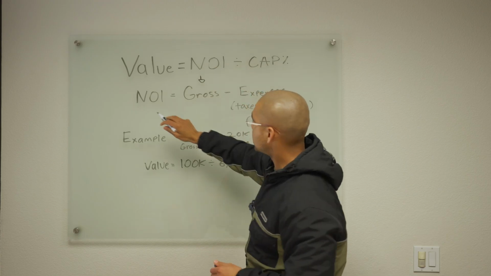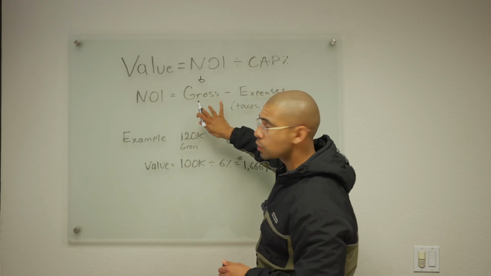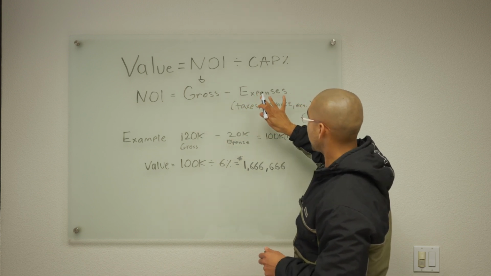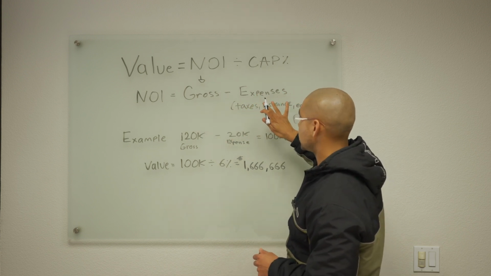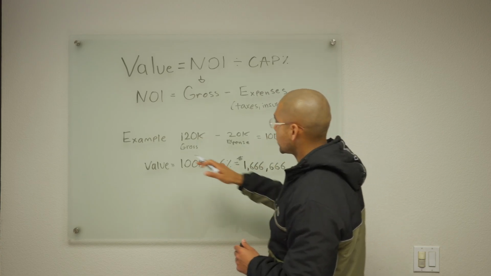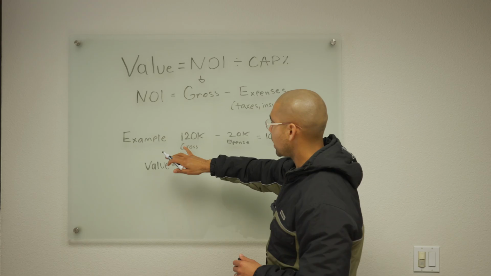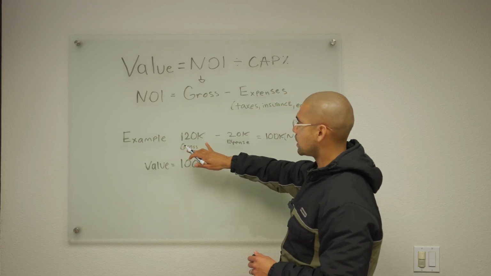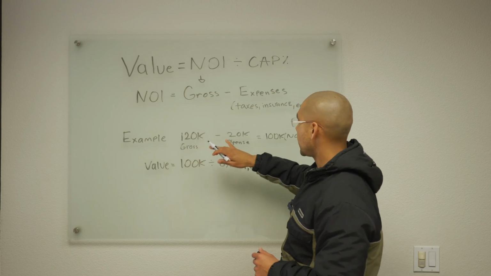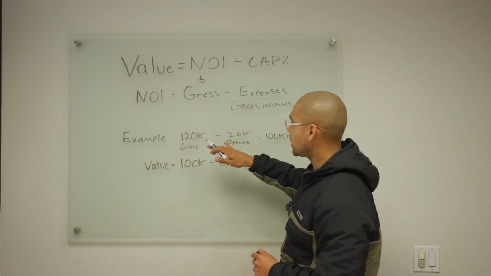And it's simple. The net operating income equals the gross revenue that the property is collecting minus the expenses that the property currently has, that you have as the landlord of that property, okay? So here's an example of how we're calculating the NOI. Okay, let's say that your property's grossing $120,000 per year, okay? And your total expenses are $20,000.